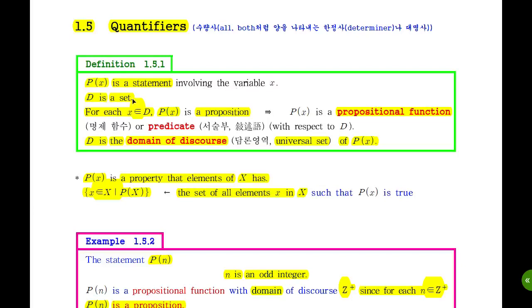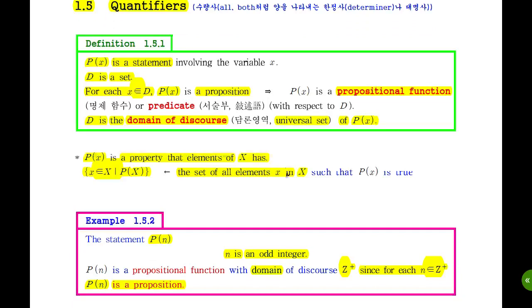When D is a set, then for each x in D, P of x is a proposition. When P of x is a proposition, we call P of x a propositional function or predicate with respect to D. And this D is called the domain of discourse of P of x. Okay.